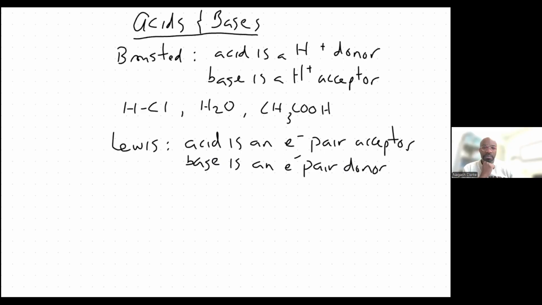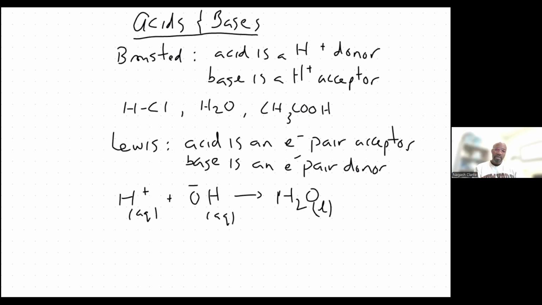So if we think about Gen Chem, we think of H plus and OH minus. H plus is the acid, OH minus is the base, and we form H2O. Right? Aqueous, we get a liquid. All right, it's our classic acid-base conversation.